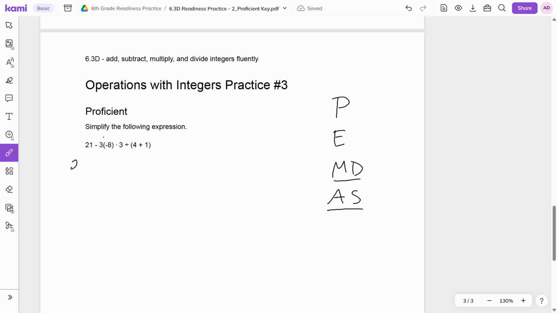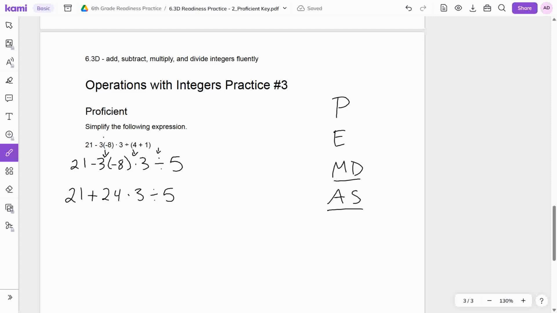But I do have, so let me copy this down, negative 3, negative 8 times 3 divided by, now I need to do this, 4 plus 1. 4 plus 1 makes 5. Okay, now I'm going to do my multiplication. I've got a multiplication here, a multiplication here, and a division. So I can do all three of those. Really, I'm going to subtract at the very end. 21 minus, let's see what I've got. I've got a negative 3 times a negative 8. That's going to end up being a positive, and that's a 24 times 3 divided by 5.